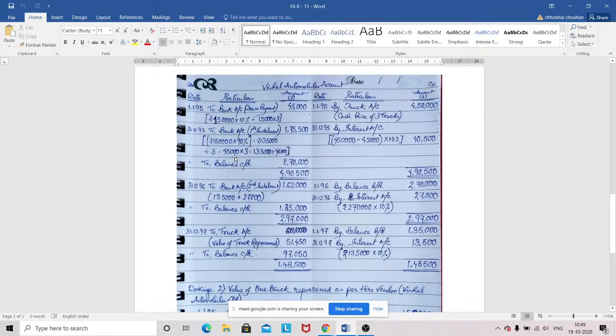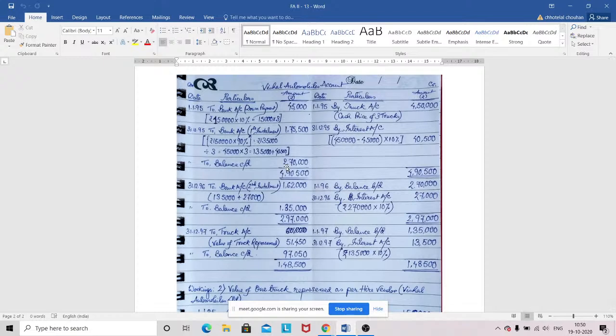For the three trucks, how much will it be? 45,000 into 3, 1,35,000. This is the principal value, so you need to add the interest there. So 1,35,000 plus 40,500, 1,75,500 is the value of the first installment. So the remaining is the balance c/d. The balance c/d is 2,70,000. So your first year is completed.